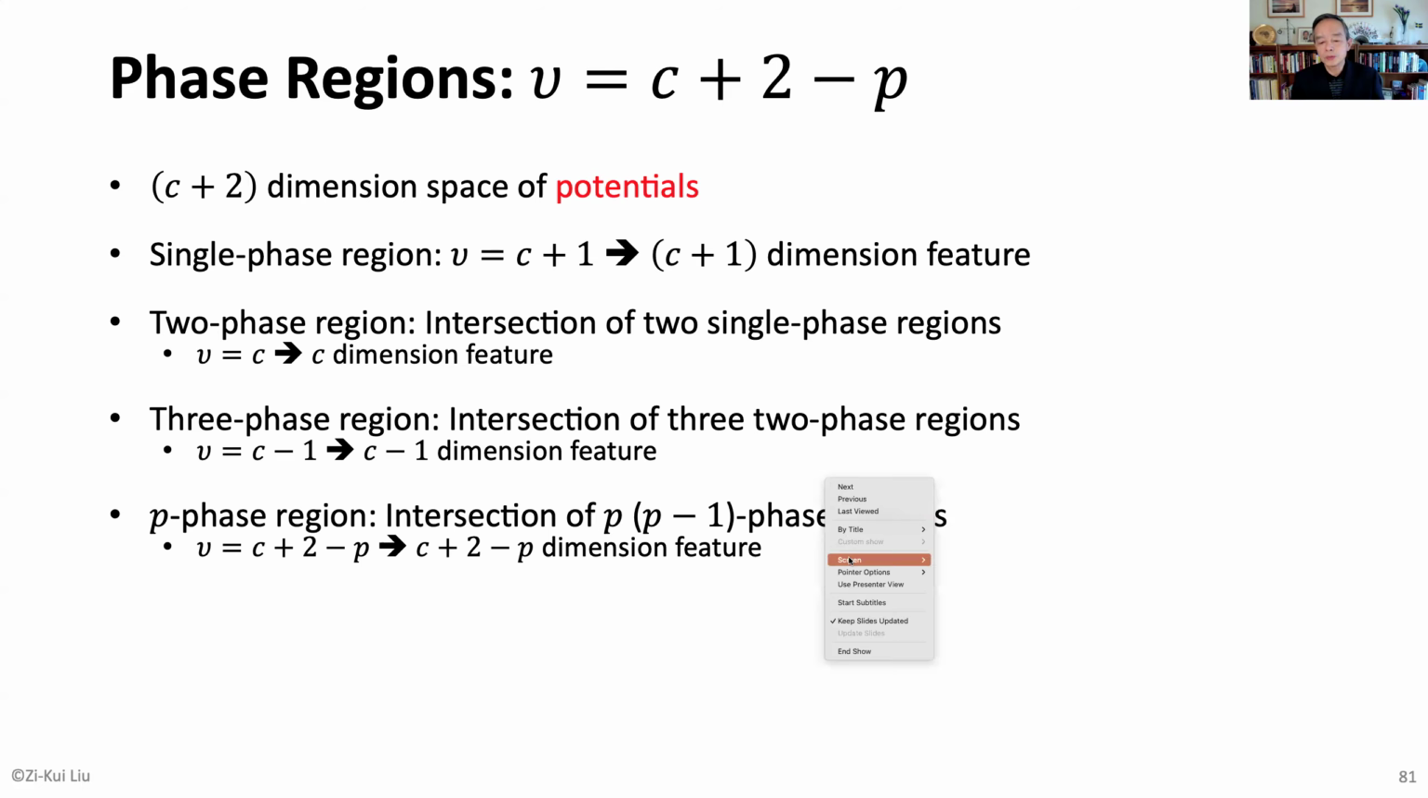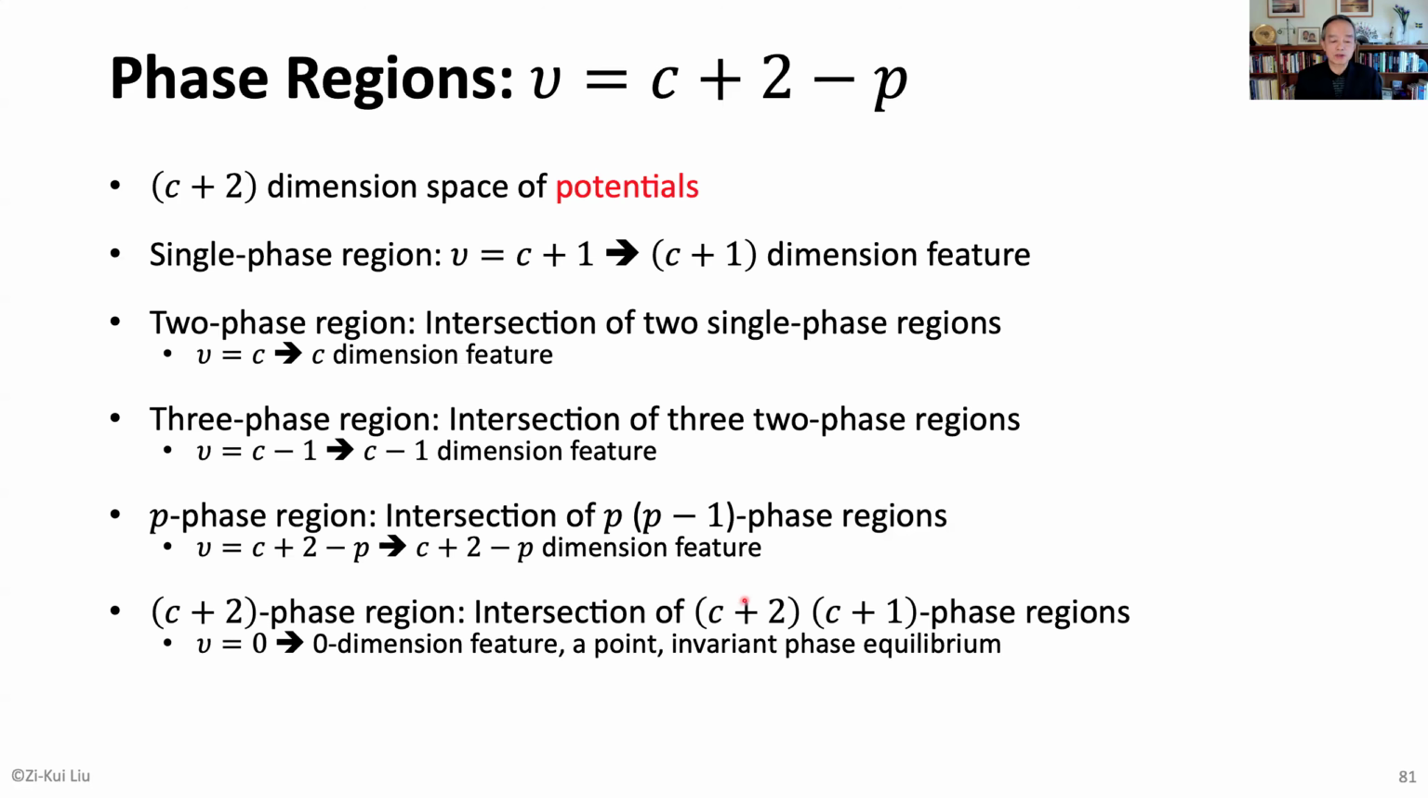Of course, you can continue to move that forward until you get the C plus 2 phase region. That means C plus 2 phases are in equilibrium, the intersection of C plus 1 phase regions. Then nu becomes 0. So it's a 0 dimension feature, a point in this C plus 2 dimension space of potentials. We call it invariant phase equilibrium because no potentials can be changed anymore. They all have to be fixed by these C plus 2 phases.